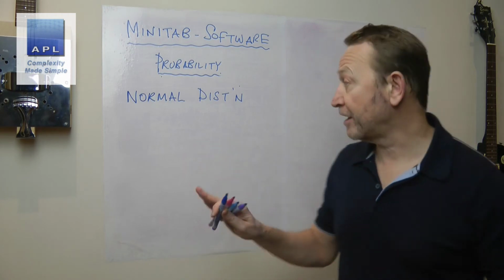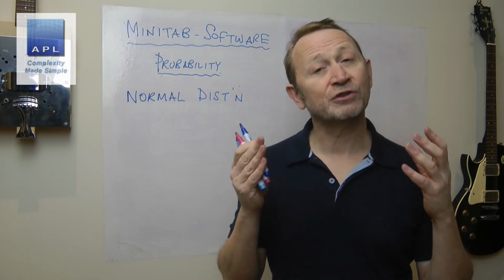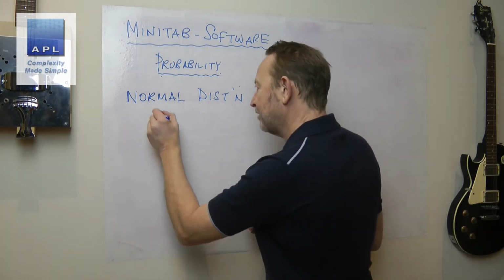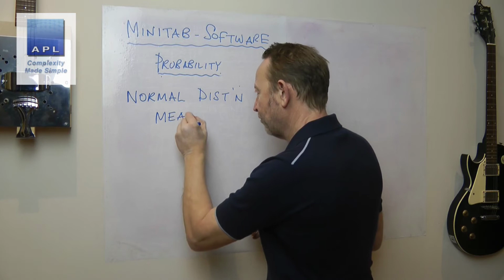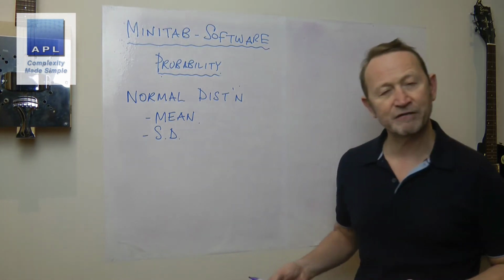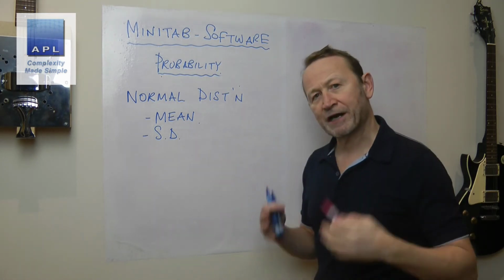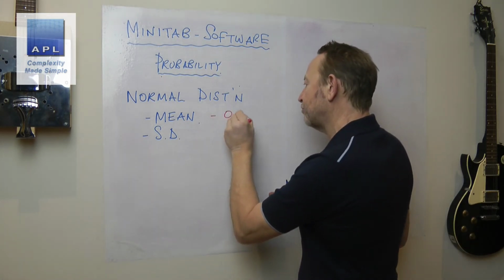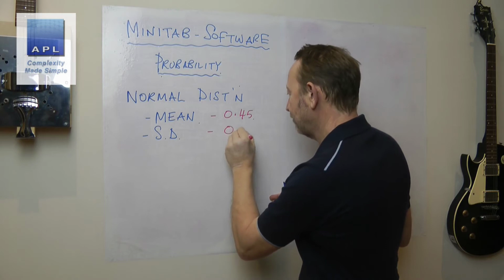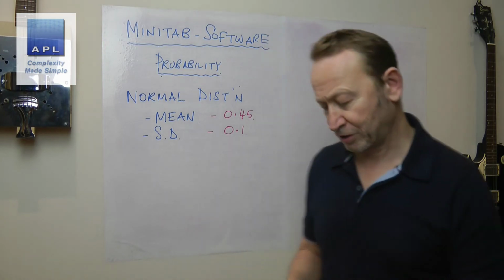Okay then, finally, we're going to take a look at the normal distribution and how Minitab deals with these calculations. The parameters in the normal distribution we're very familiar with. We're going to want to know the mean of the data set and the standard deviation of the data set. So let's set up a little scenario. We have a supplier and they're telling us that they are producing a mean of 0.45 and a standard deviation of 0.1. That's what their process is currently producing.